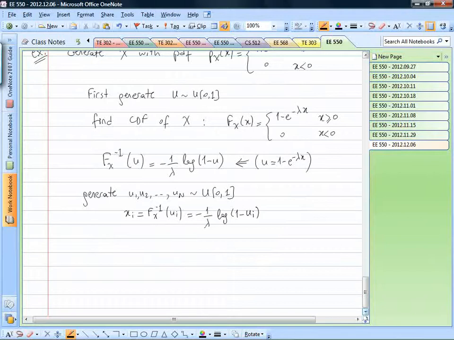Alright, so I hope this is clear. Sometimes there's no closed form expression for F_X inverse, but don't worry about that one. You can do it numerically and so on. And if you can get a closed form expression, as we could get here, you can just directly use the closed form expression. I'm going to mention a little bit about the real world example in chapter 10.